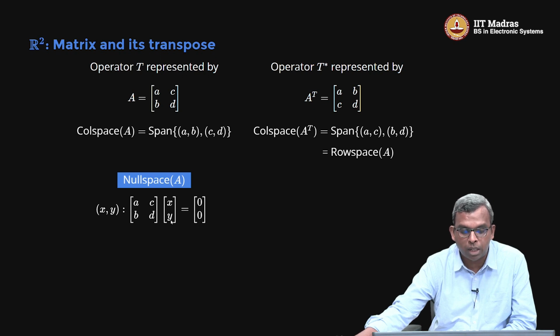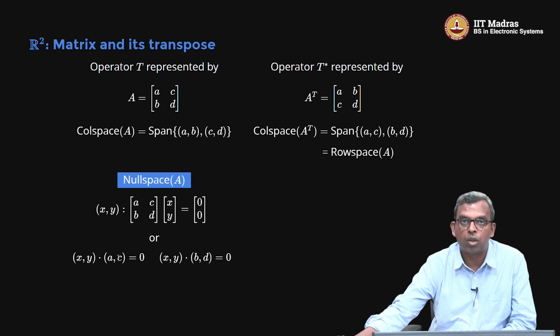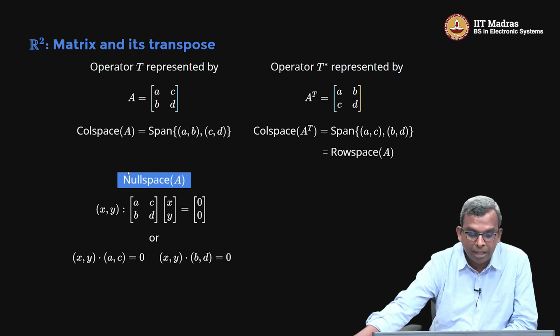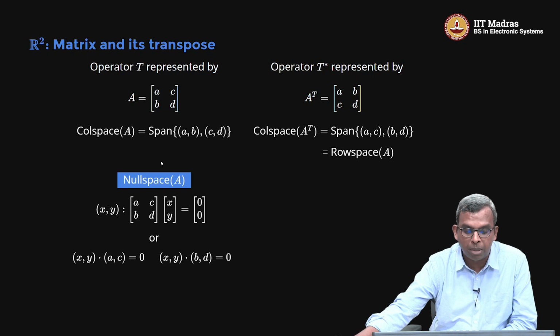It's the inner product of what and what? It's the inner product of XY with AC. XY dot AC equal to 0 is the first equation here. Similarly, XY dot BD equal to 0 is the second equation. So the null space equation that we've been looking at all the time as a matrix equation, A times U equals 0, or ABCD times XY equals 0, 0, is actually two inner products being 0.